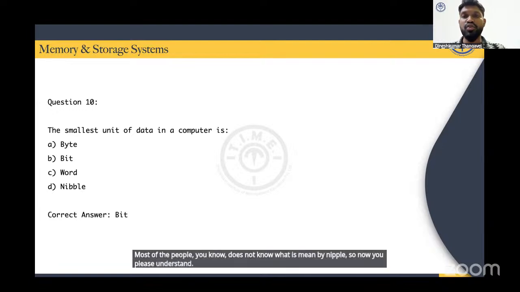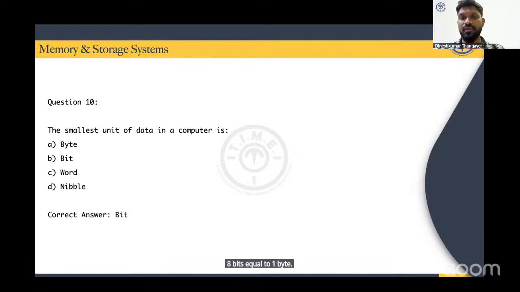8 bits equal 1 byte, right? And 4 bits is called a nibble, NIBBLE. So always remember, first comes bit, then nibble, then byte. Here you know what a bit, byte and word are, but nibble you may or may not have heard. So I like to say here, nibble is 4 bits, but not the smallest, right?